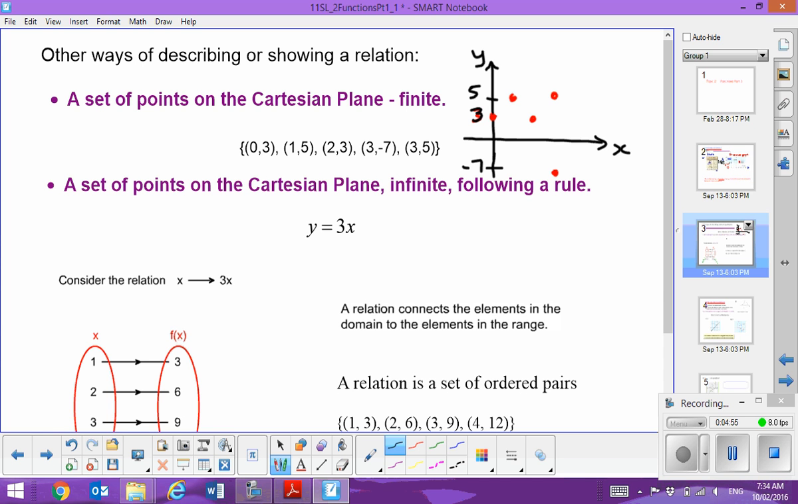We could also describe a set of points by an equation, which you could draw. And obviously something like that is an infinite line because it keeps going. So you might remember that one, y equals x. Hopefully you do. It's a straight line through the origin.